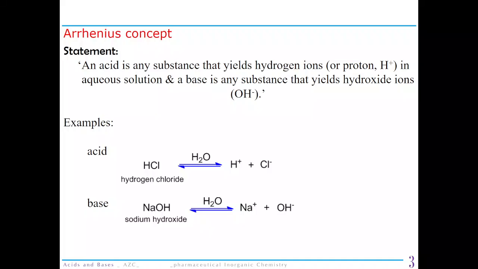Examples: HCl is an acid because it gives protons in water, while NaOH is a base because it gives hydroxide ions in water.